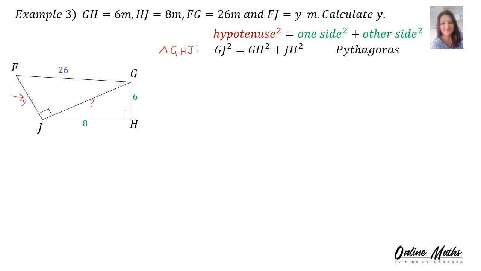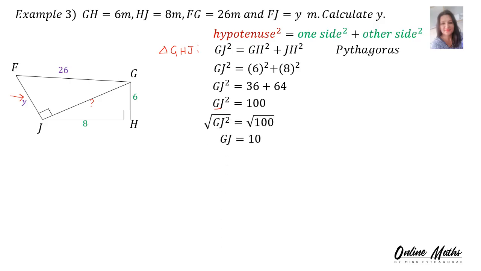Pythagoras. Now we can substitute. GH is 6 squared plus JH is 8 squared. 6 squared means 6 times 6 is 36, plus 8 squared means 8 times 8, which is 64. 36 plus 64 is 100. And then on the left hand side you have GJ squared, but you want only GJ, so you will take the square root both sides, and then GJ is 10 units or meters in this case. So in flies the size there.